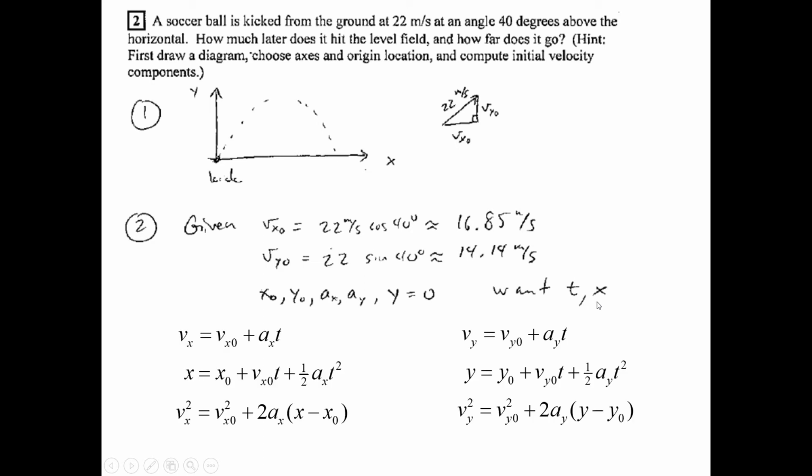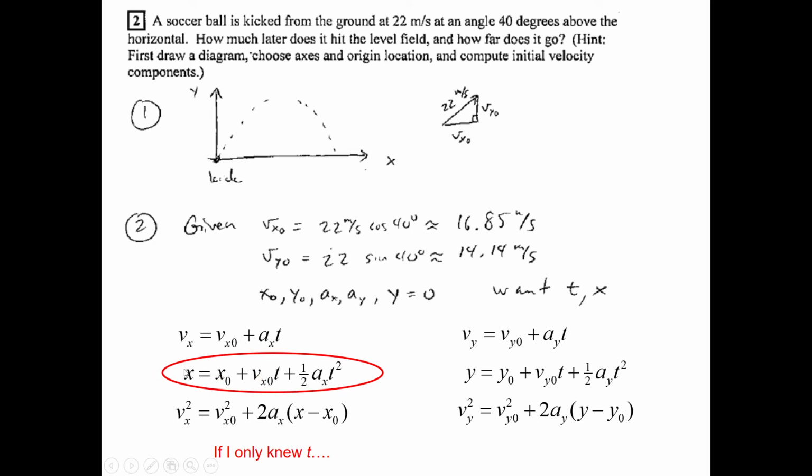Okay, so let's look at the choices we have here. We want the time it takes and we want the distance it goes. How might we approach this? Well, in order to find the time it takes, I guess looking at this now, I'm approaching the x part first. If we wanted to find x, we could look at this equation right here and say, if I only knew t, I already know ax, I already know vx0, I already know x0.